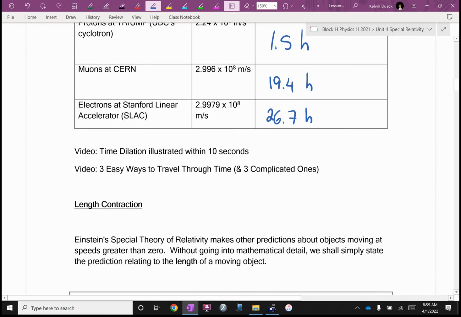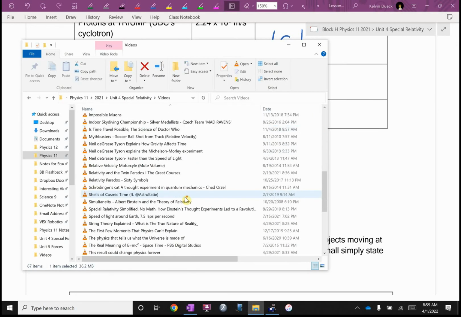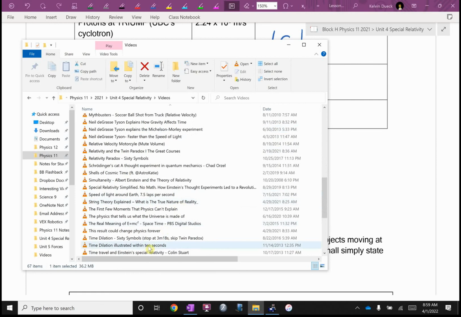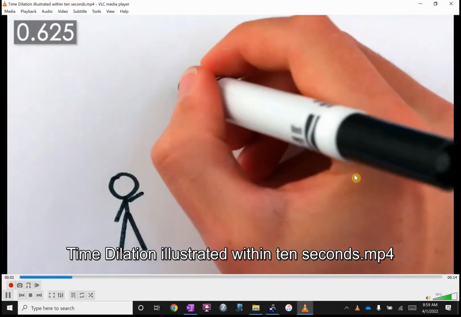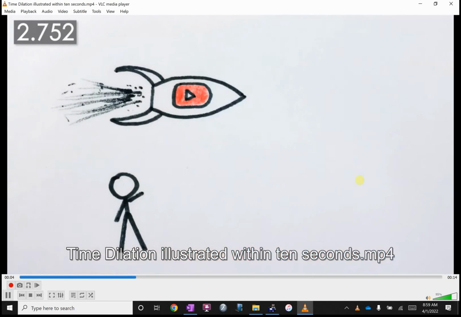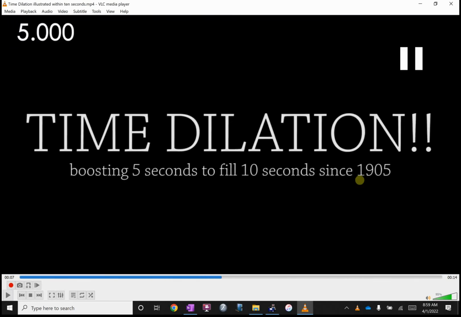How would you like to see time dilation illustrated within 10 seconds? Of course you would. Put your pencils down, look up. This video would be 10 seconds long if you watched it while your computer was whizzing past you at 87% the speed of light. There.